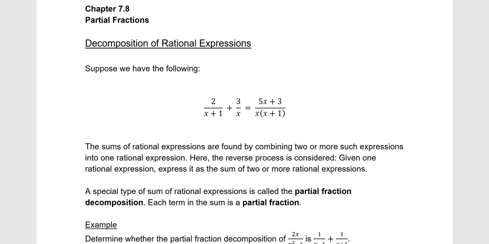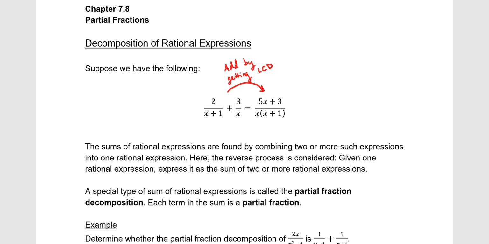In this chapter, we're going to be going over partial fractions, and we're going to start with the decomposition of rational expressions. So suppose we have this following equation here, and we have 2 over x plus 1 plus 3 over x. So we are adding two rational expressions, and then we get this result on the right, 5x plus 3 over x times x plus 1.